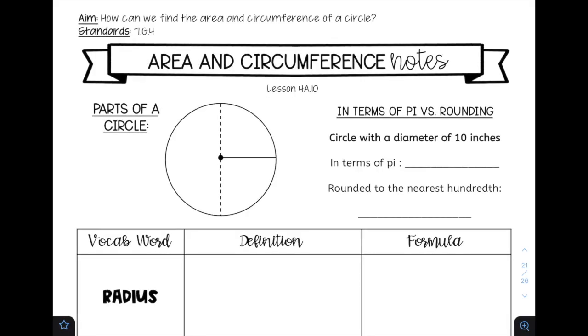So, welcome back. Today, we're going to be talking about lesson 10 of unit 4, which is all about circles. I'm going to be introducing you or reintroducing you to vocabulary like area, circumference, radius, diameter, and then we're going to talk about how we're going to use those formulas to calculate the different measurements of a circle like area and circumference. Our aim today is how can we find the area and circumference of a circle.